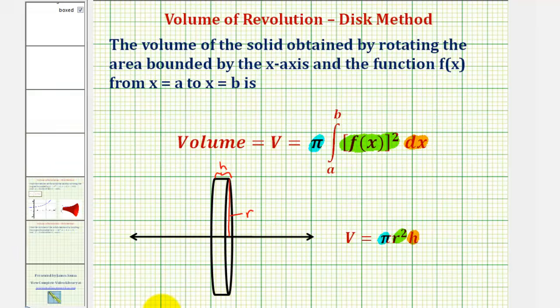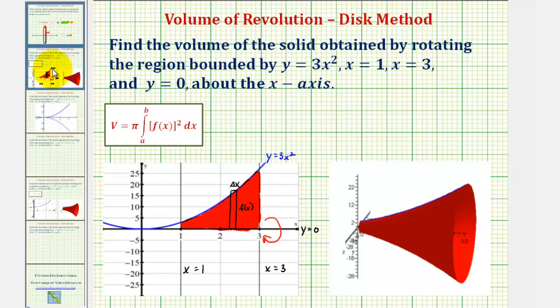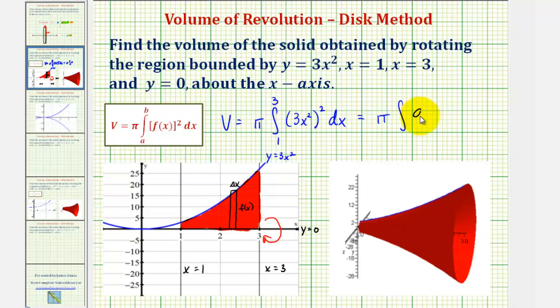So going back to our example, let's go ahead and set this up. We're going to have the volume is equal to pi times the integral of f of x squared, which would be 3x squared, squared, from 1 to 3. So this is going to be pi times the integral of, this would be 9x to the fourth, from 1 to 3. Let's go and evaluate this on the next slide.